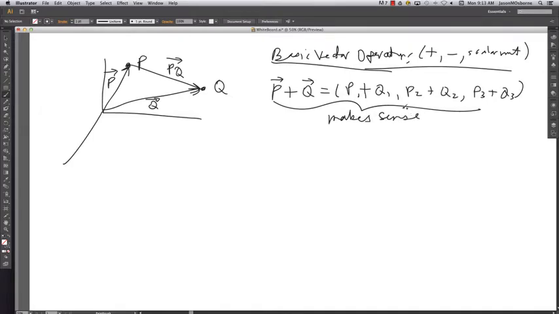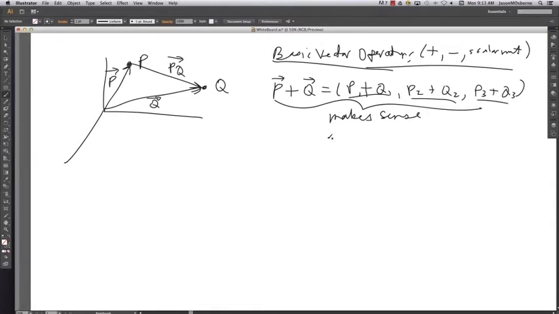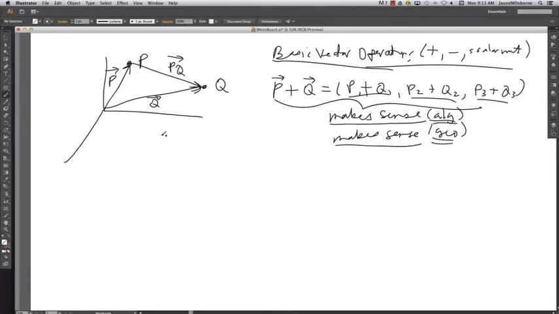Just from a basic standpoint, that's how you would want to add these vectors. It also makes algebraic sense, that's what I'm trying to say. And it also makes sense geometrically. So it's nice when the thing that you want to do also seems to make sense geometrically. So let's take a look at this.